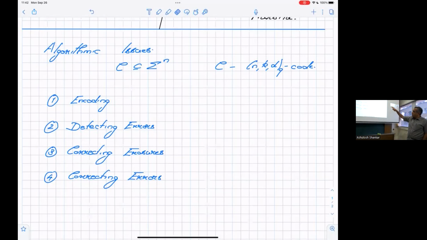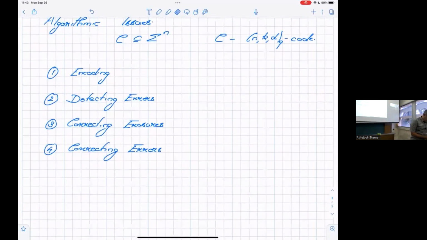So what do you think about encoding? We already saw that most codes which we have talked about so far, for a large part, are linear codes. And linear codes come accompanied with a generator matrix. It's not always true that there is a generator matrix, but if you have your hands on the generator matrix, the encoding process is actually very easy. So encoding is an easy process. So let's write down 1.